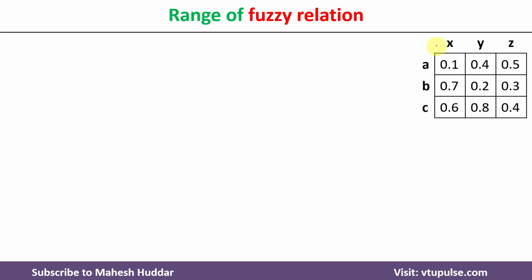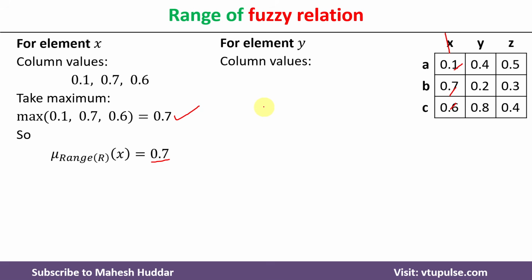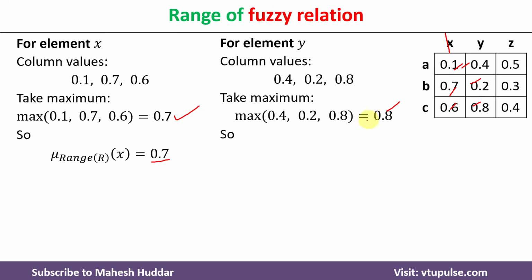So first I will take the first element, that is X. For this element, the column values are 0.1, 0.7 and 0.6. In this, the maximum value is 0.7. So the membership value of X in range R is equal to 0.7. Next, I will take the element Y. And for this Y, the column values are 0.4, 0.2 and 0.8. In this, the maximum value is 0.8. So, the membership value of Y in range R is equal to 0.8.